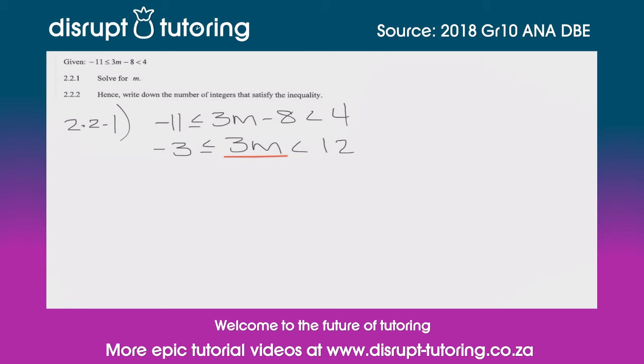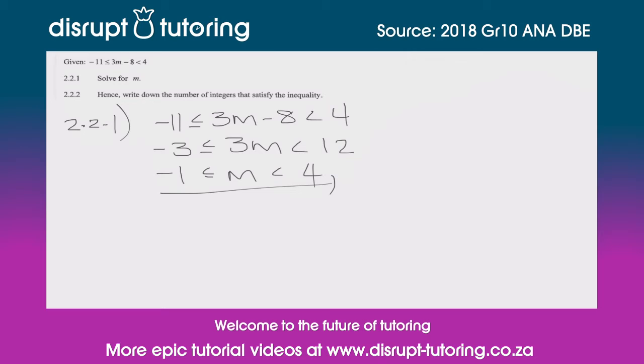Now we need to divide by 3. If we divide the middle by 3, we need to divide either side of it by 3 as well. So negative 3 divided by 3 gives us minus 1. We're left with the m in the center. And then we've got 12 divided by 3, which gives us 4. And now we have solved for m. So m is some number between minus 1 and 4.